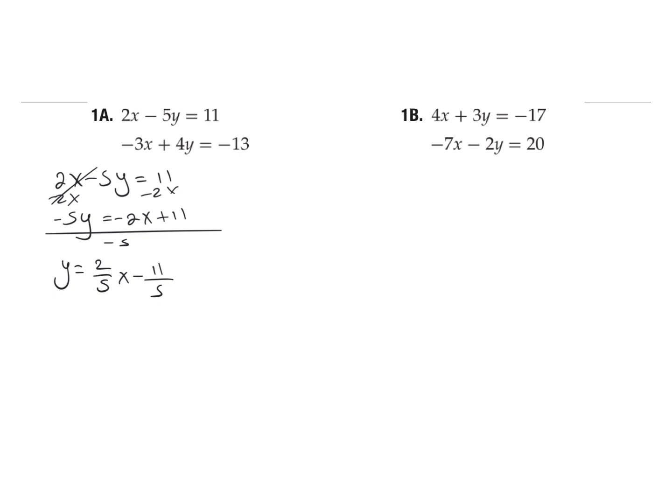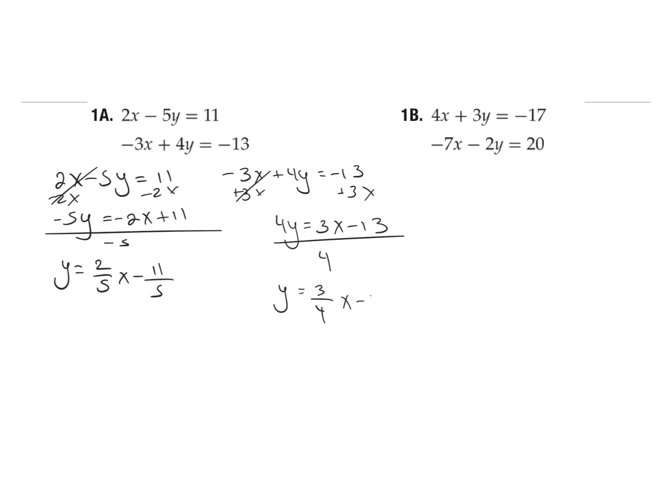And when I rewrite the second equation, I'm going to do it right here. Negative 3x plus 4y equals negative 13. I'll start by adding the 3x on both sides. And we're left with 4y equals 3x minus 13. I'll divide by 4, and we get y is equal to 3 over 4x minus 13 over 4.